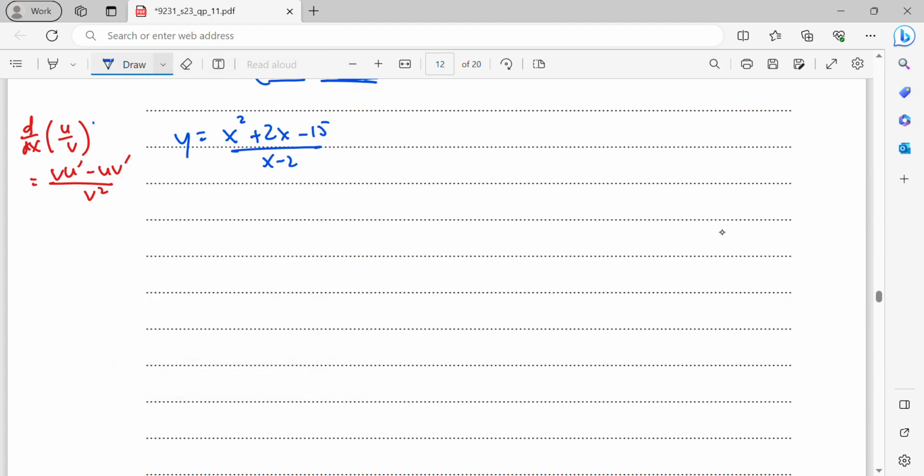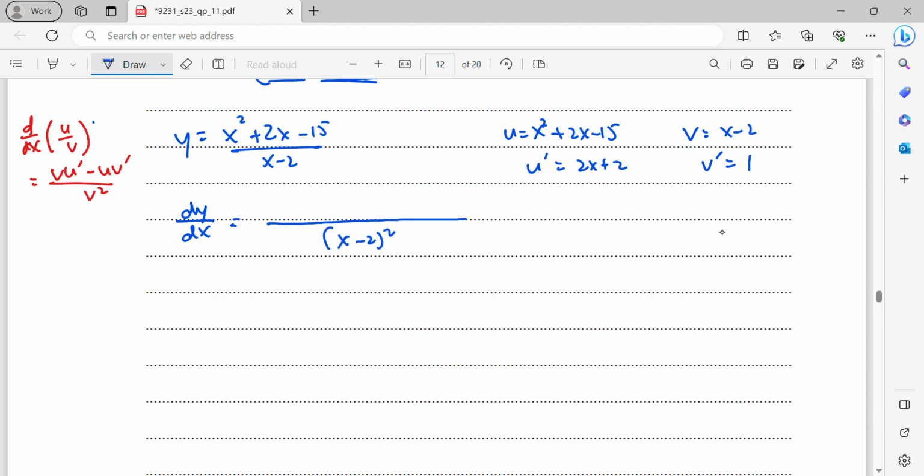So now from here, I will write down my u is x squared plus 2x minus 15. My u prime is 2x plus 2. Then my v is x minus 2. v prime is 1. So then dy/dx will be over v squared, so (x minus 2) squared. Then v u prime, based on the formula, will be (x minus 2)(2x plus 2), minus u v prime. So the quadratic, the v prime is 1.